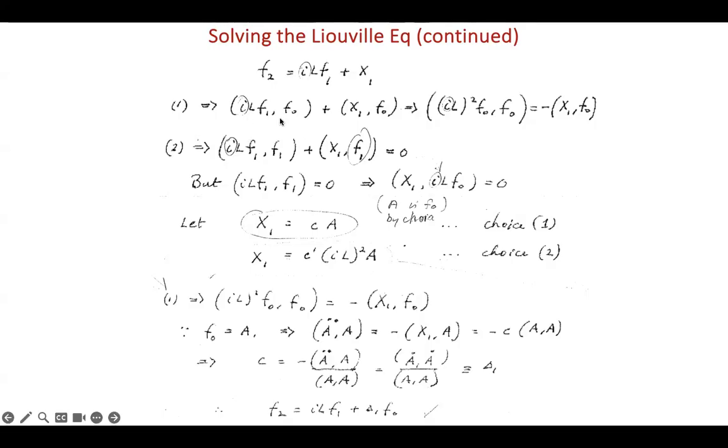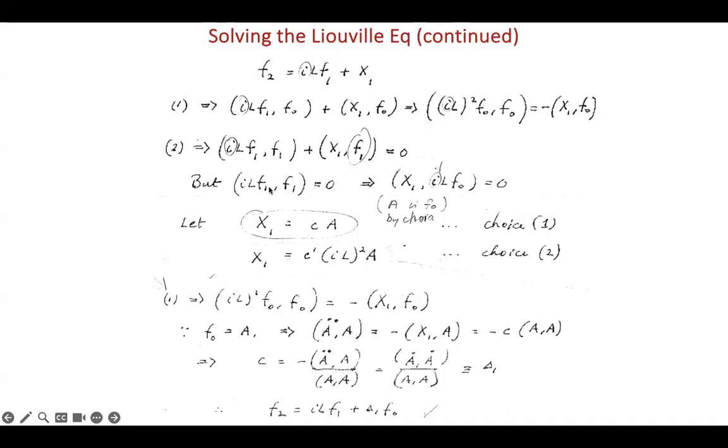So IL F1 comma F0 plus X1 comma F0 is equal to the same as IL square F0, because this is F1. So F1 to F0 we are going down. So IL therefore gets squared. IL squared F0 comma F0 is equal to minus X1 F0, because we want F2 and F0 to be orthogonal.